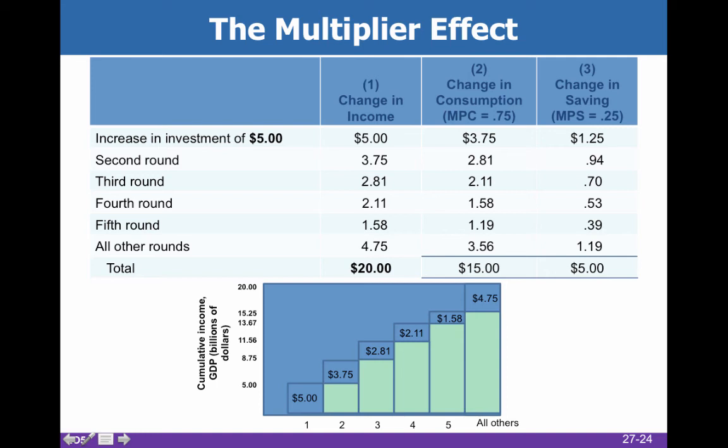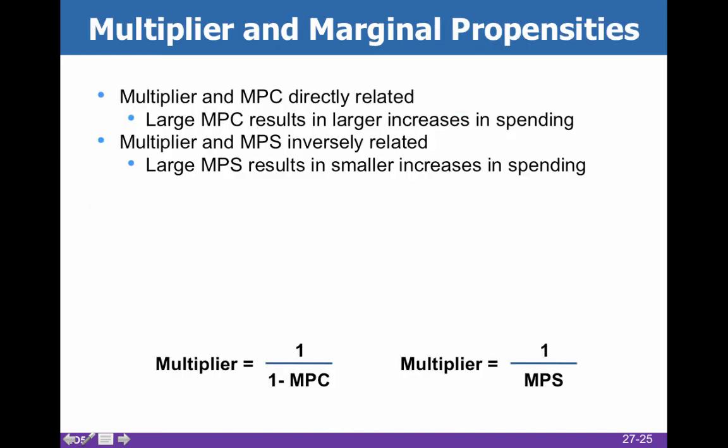So in the first round, $5 gets spent, $1.25 gets saved, which leaves $3.75 to come down to the second round. 75% of $3.75 is $2.81, so that gets spent in the third round, okay? And basically, you just keep on going until this number goes down to 0. Notice it goes through all the other rounds. Because we have a 0.75 and a $5 change in income, we can do the math to get $20, and you will see what that looks like in a second.